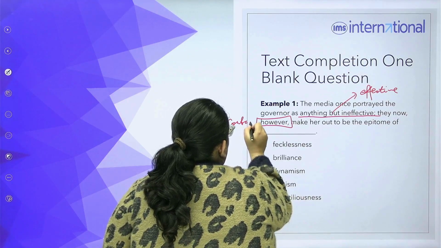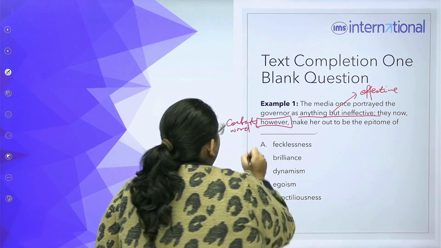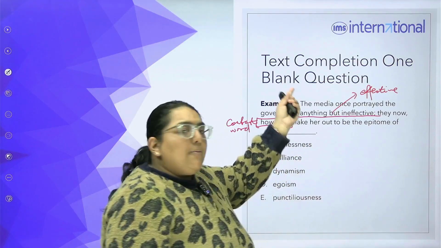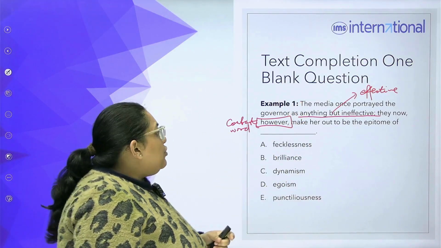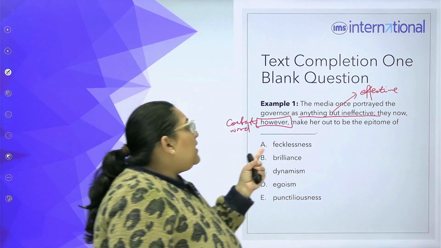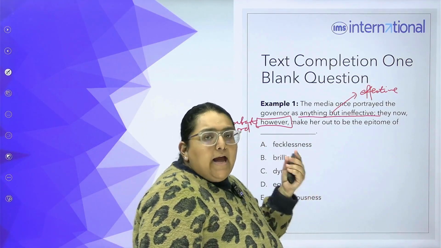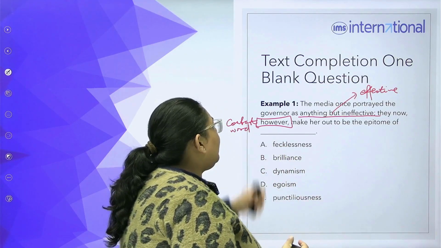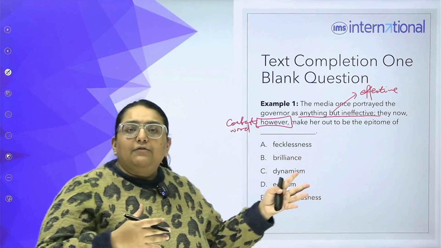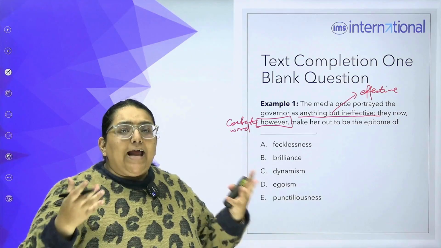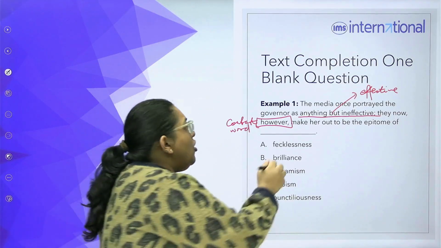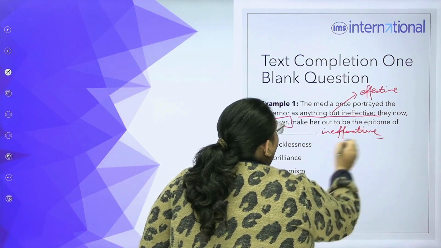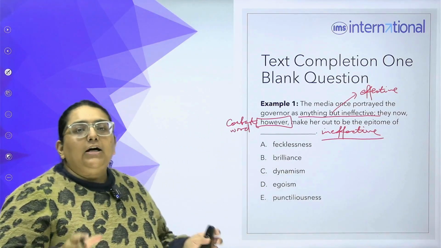A contrast word. So, as soon as we see a contrast word, we know that the second part of the sentence is going to be opposite of the first part. So, they now, however, make her out to be an epitome. Epitome is like a perfect example of dash. So, however means she used to be effective, but now they are trying to showcase her as somebody who is not effective or ineffective. So, actually we need a synonym of ineffective for the blank.